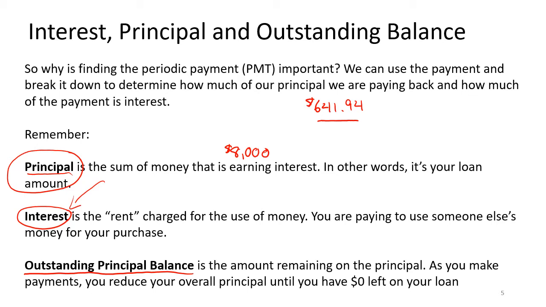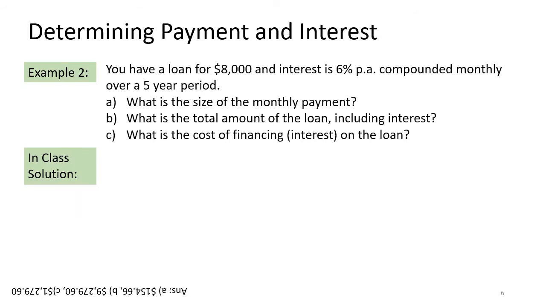I'm going to work in a little more detail the example we just did in the last slide. I'm going to show you how to break that payment down into its components. So let's look at another example where we break it down. You have a loan for $8,000 and interest is 6% per annum compounded monthly over a 5-year period.